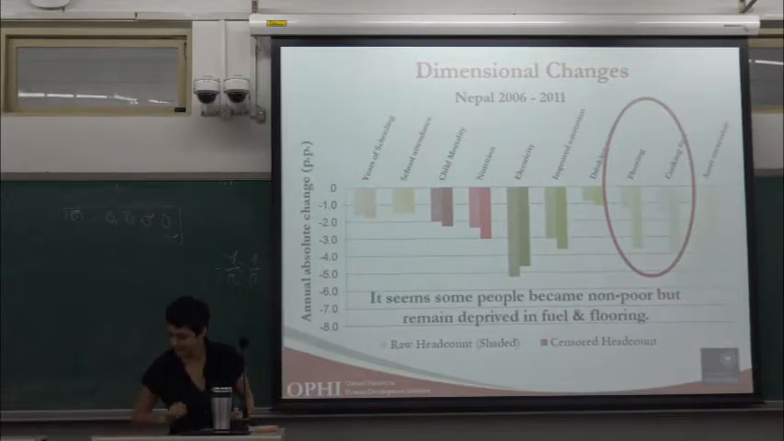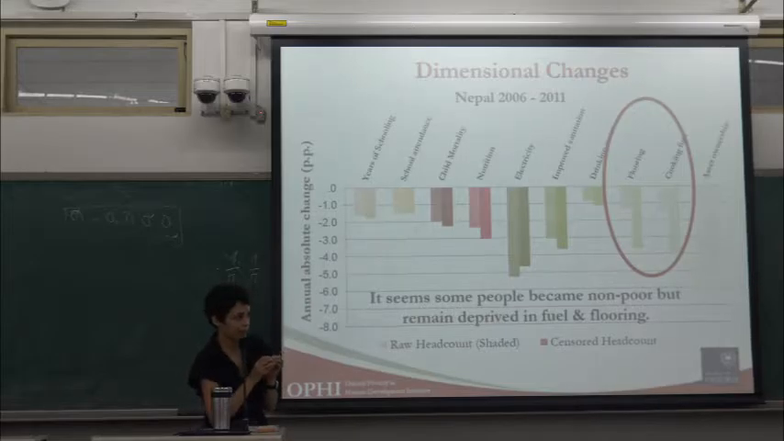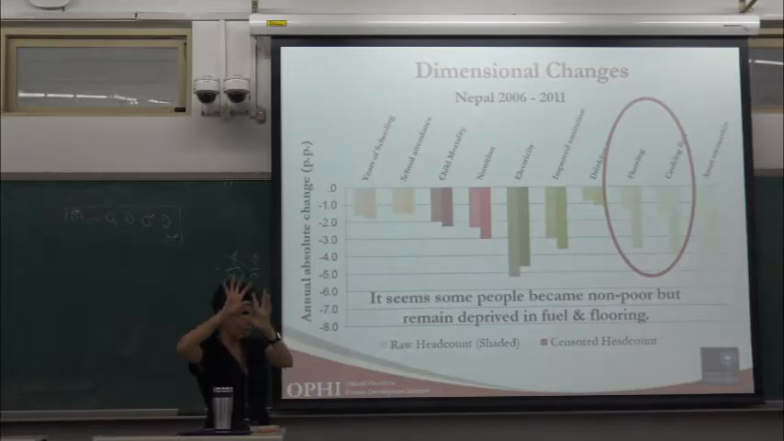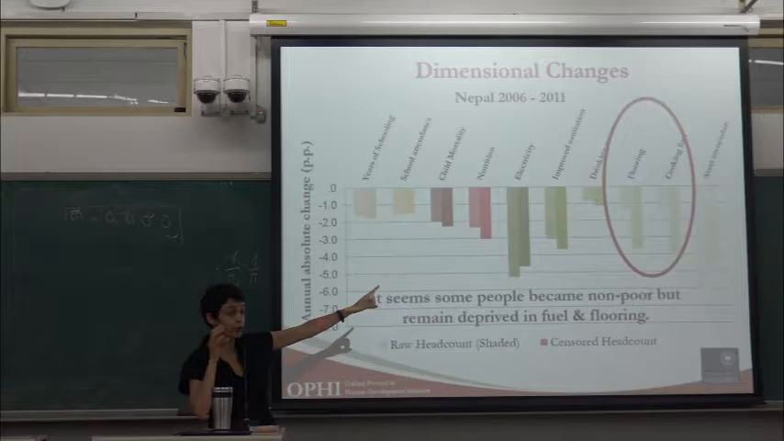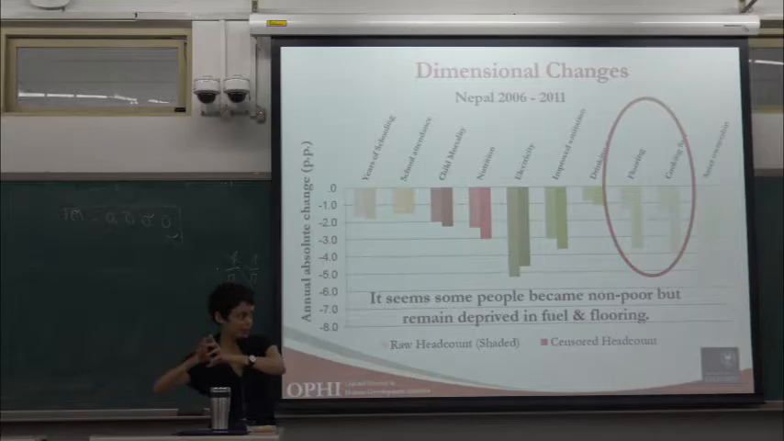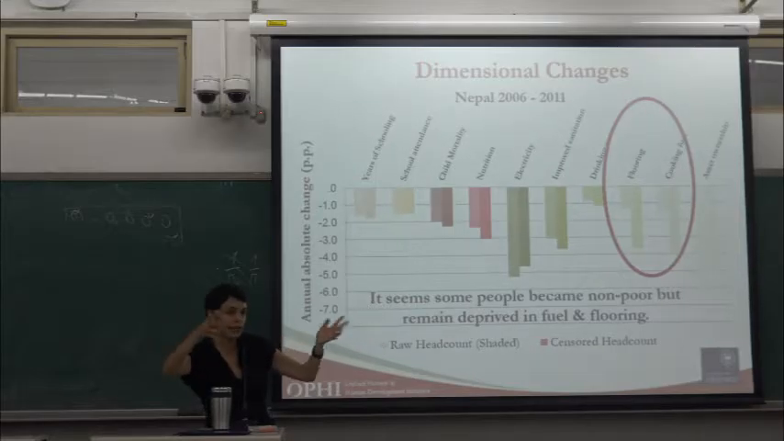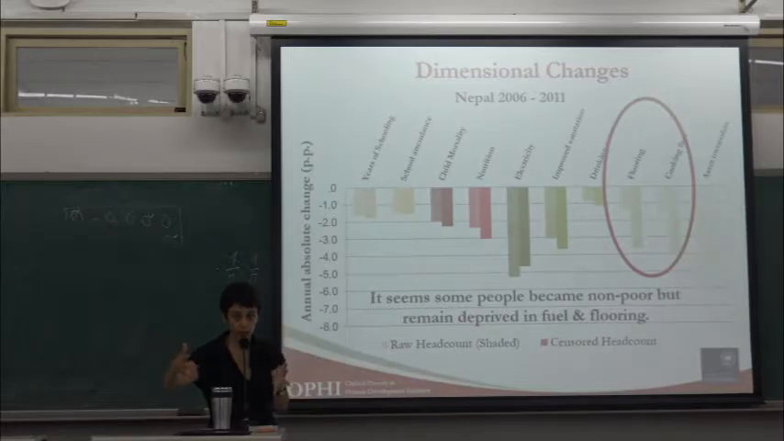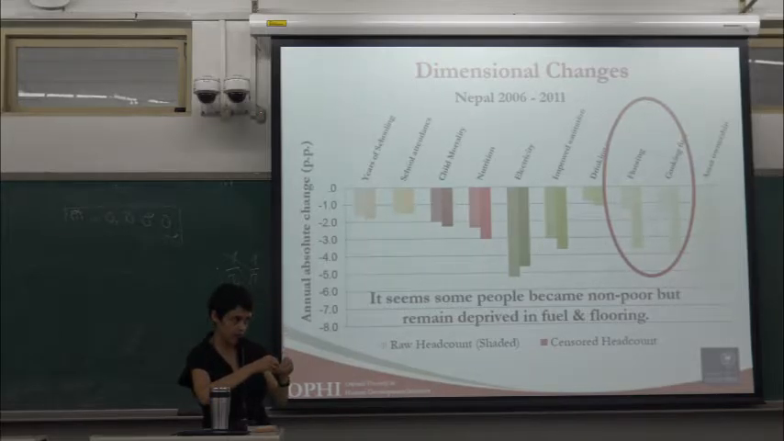It means what I was trying to say before. There was an improvement, as we saw before: Nepal has reduced poverty and has reduced incidence. So there were people that were poor who stopped being poor. And the fact that flooring reduced so much tells me that people who were poor were deprived in flooring. Now, the people who are poor are, in percentage, less deprived in flooring. So the censored head count went down.